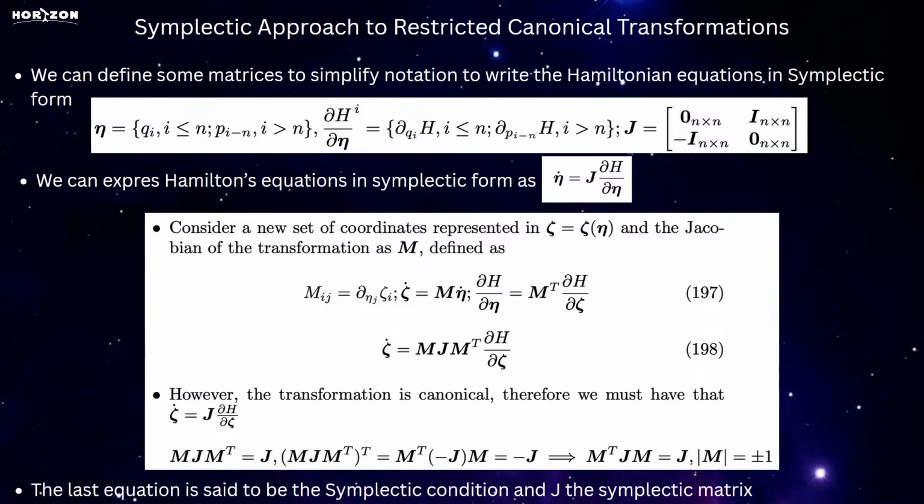Also, as you have already seen Hamilton's equations of motion earlier, we define a matrix form for the said Hamilton's equations of motion as shown in the slides. So we also have defined what a Jacobian is now.